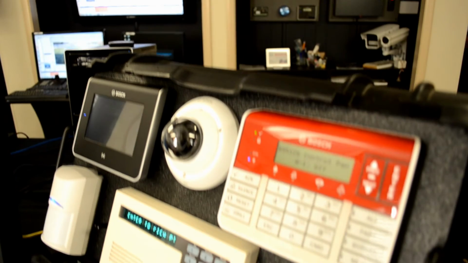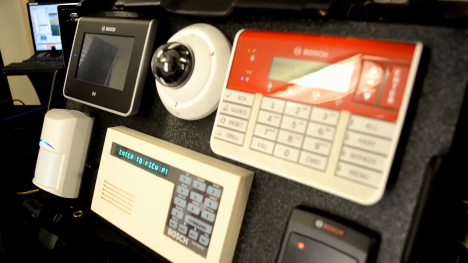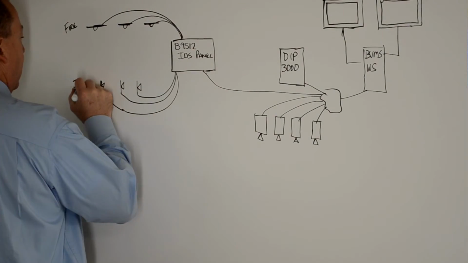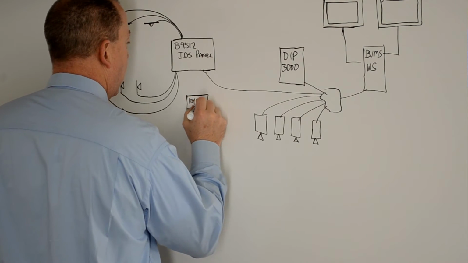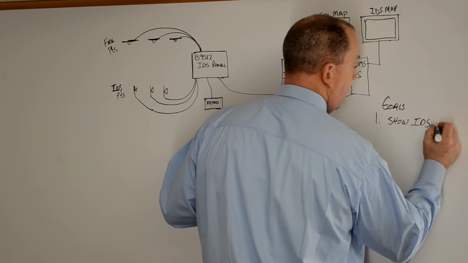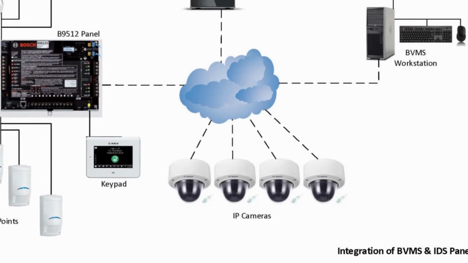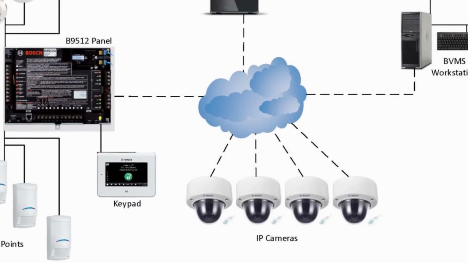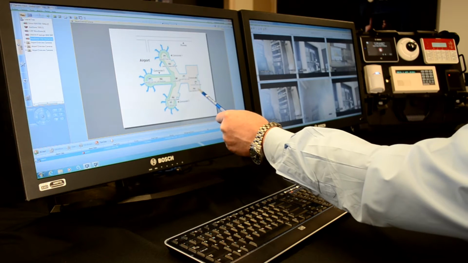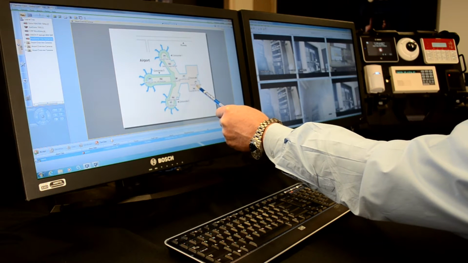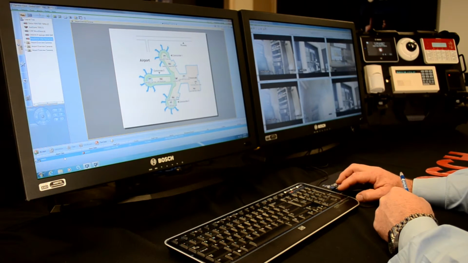One of the challenges that customers face today is integrating multiple systems into one simple user interface. With Bosch's new G-Series IDS panels and Bosch BVMS, we can now integrate these systems, making it much simpler, lowering total cost of ownership, and just creating a better system for the end user. And Steve Pennington is going to show us some of that today, and how this works and what it actually looks like.